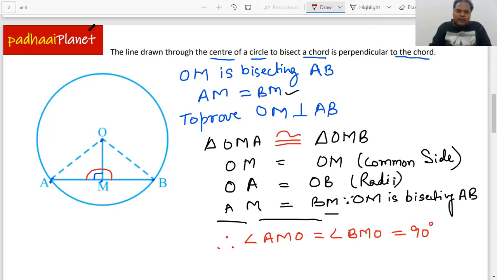So we can say that if there is a line, say OM in our case, drawn through the center O of a circle to bisect a chord AB, then that is perpendicular to the chord. Perpendicular meaning we can say that OM is perpendicular to AB. This is how we have proven this in this particular video.